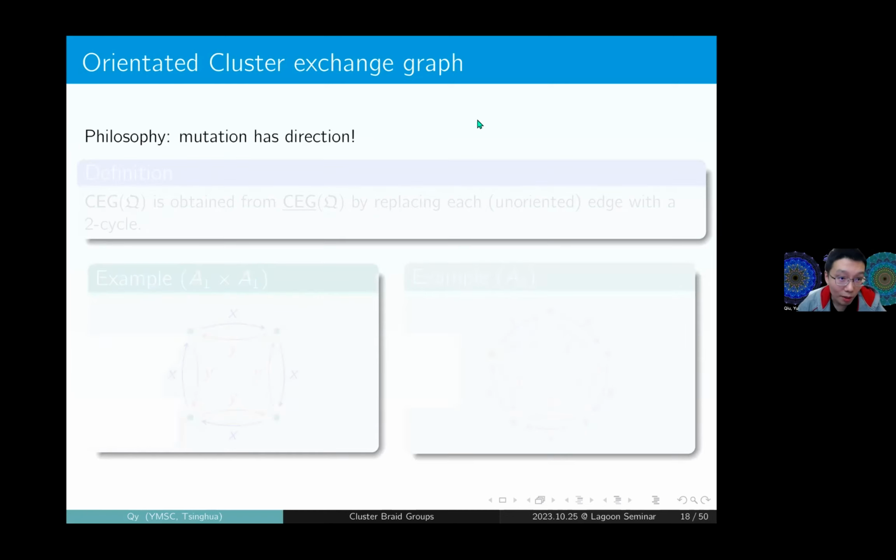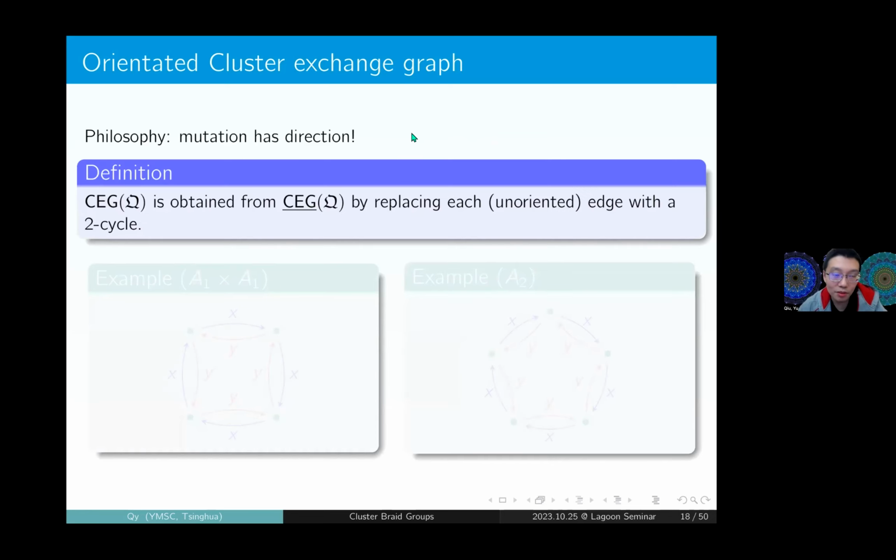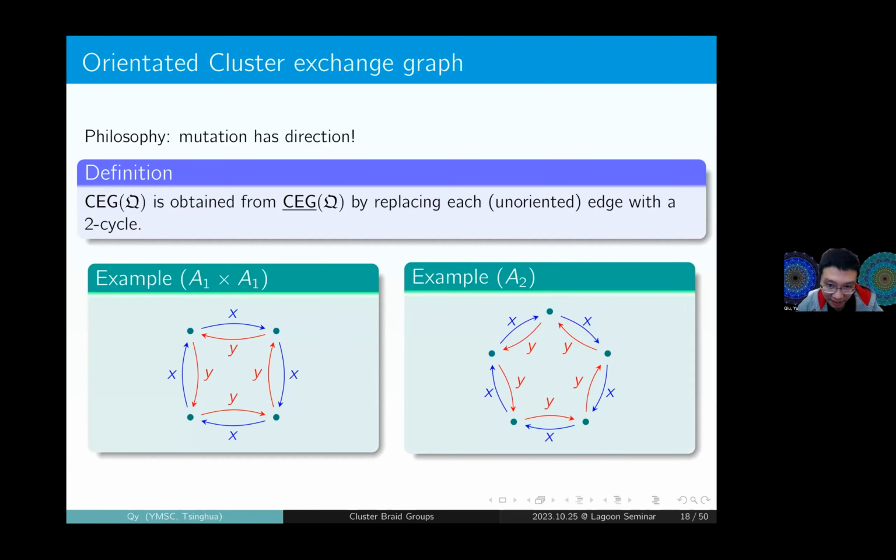Now the first thing we want to do is that you should think of mutation as having direction. When you mutate cluster algebras, you have a quiver and variables, and when you mutate twice, you come back. However, this is really mutation squared equals 1, not that you should just draw one edge. So basically, once you have the cluster exchange graph, you should replace each unoriented edge with a 2-cycle.